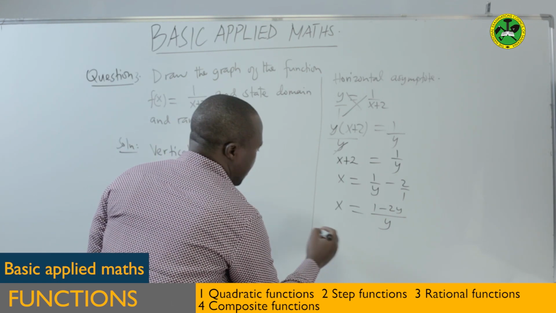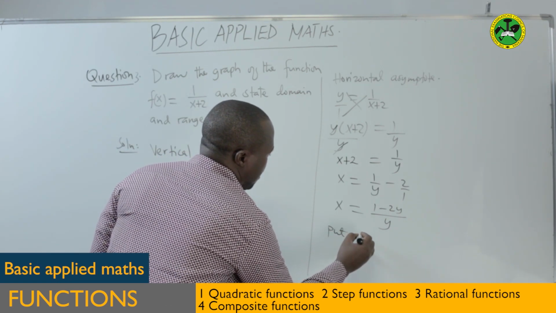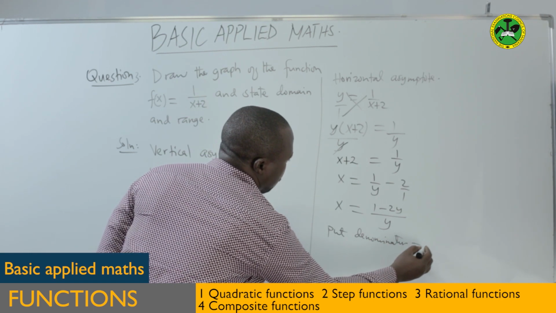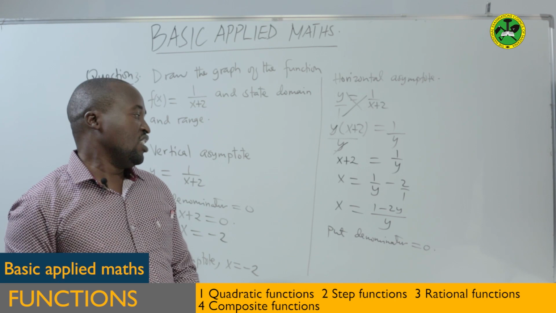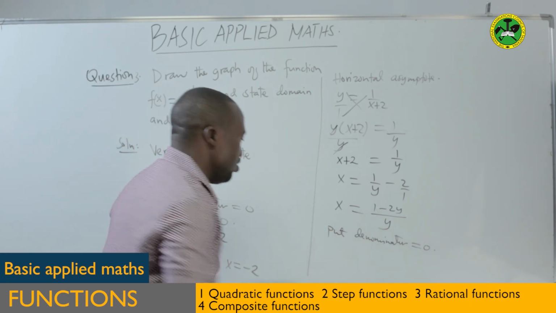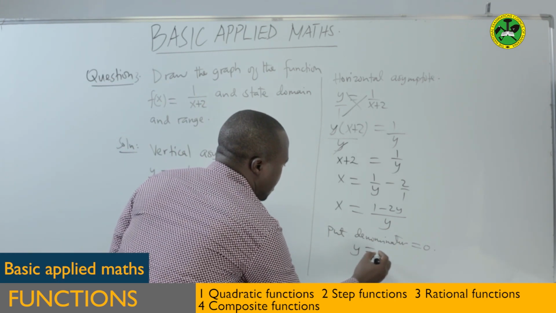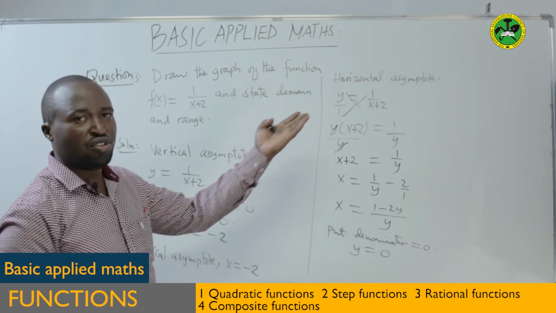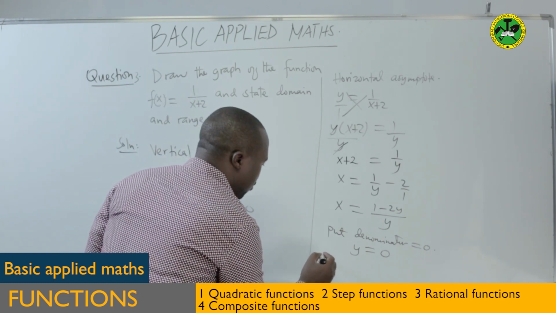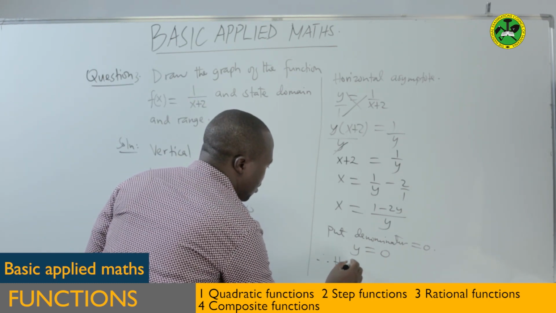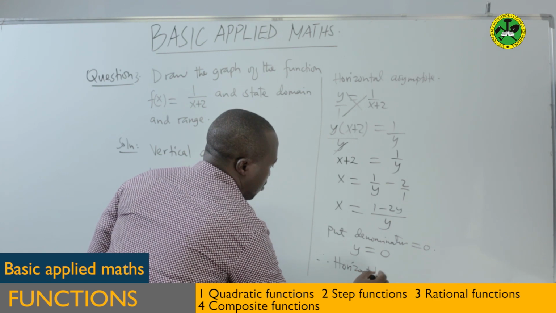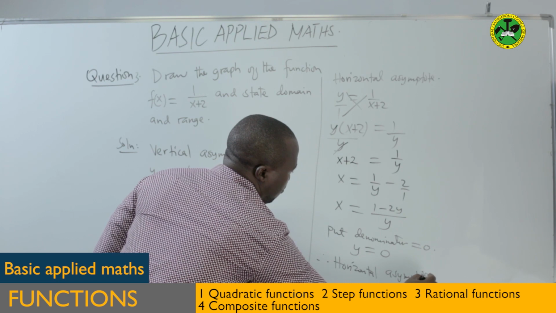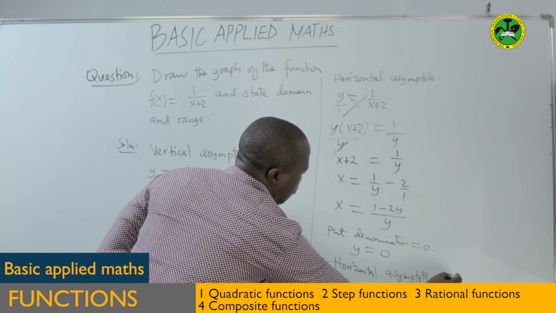So again we say we put the denominator equal to 0. So what is our denominator? We have here y. So just say y is equal to 0. So y is equal to 0, that is our horizontal asymptote. Therefore, we say the horizontal asymptote is y is equal to 0.